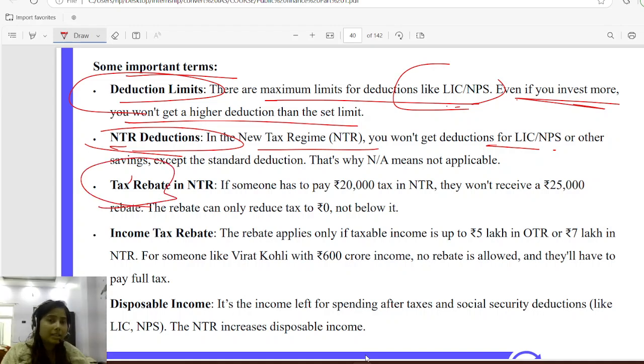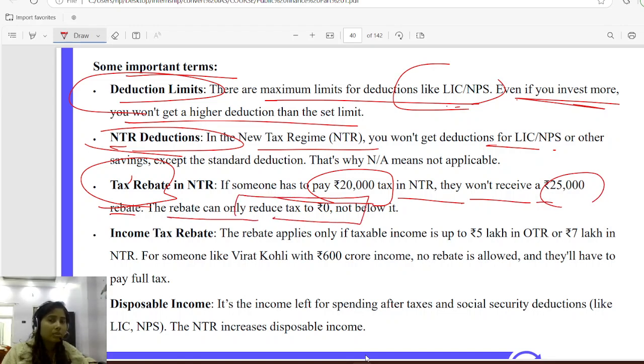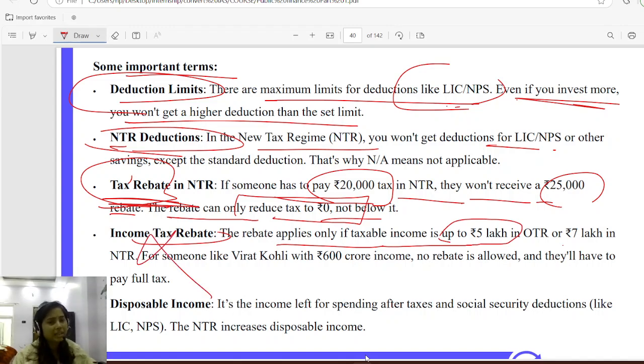Tax rebate, there are tax rebates. If someone has to pay 20,000 tax in the new tax regime, they won't receive a 25,000 rebate. The rebate can only reduce tax to zero, not below it. Tax rebate means chhoot, in simple sense: I have a liability to pay 5,000 of tax, but the government has given me a deduction, saying you are getting a tax rebate because your income is below the taxable threshold. In that case, you do not need to pay that tax. The income tax rebate applies only if taxable income is up to 5 lakh in the old tax regime, and 7 in the new one; this keeps changing, no need to learn.